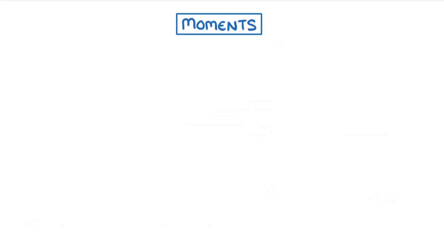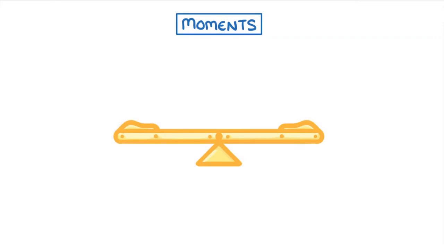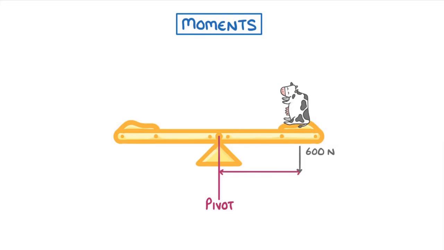The last concept we need to look at is that you can sometimes have more than one moment acting on the same object at once, like in the case of a seesaw. Here, the pivot is the middle, and so if we apply a force over here on the right side of the pivot, the perpendicular distance will be this distance here, between the pivot and the force. So if this was 2 meters, we would have a moment of 2 times 600, so 1200 Newton meters.